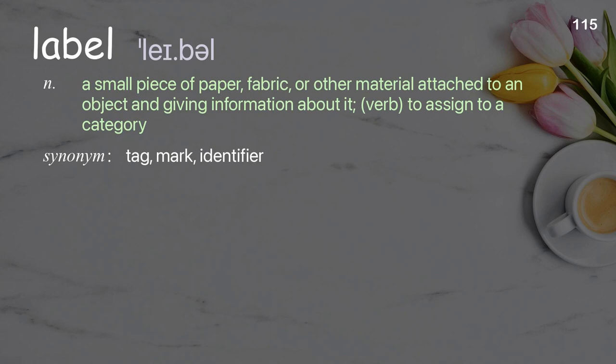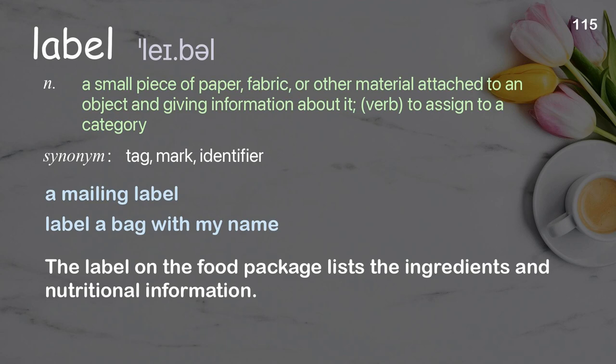Label. Noun: a small piece of paper, fabric, or other material attached to an object and giving information about it. Verb: to assign to a category. Examples: a mailing label, label a bag with my name. The label on the food package lists the ingredients and nutritional information.